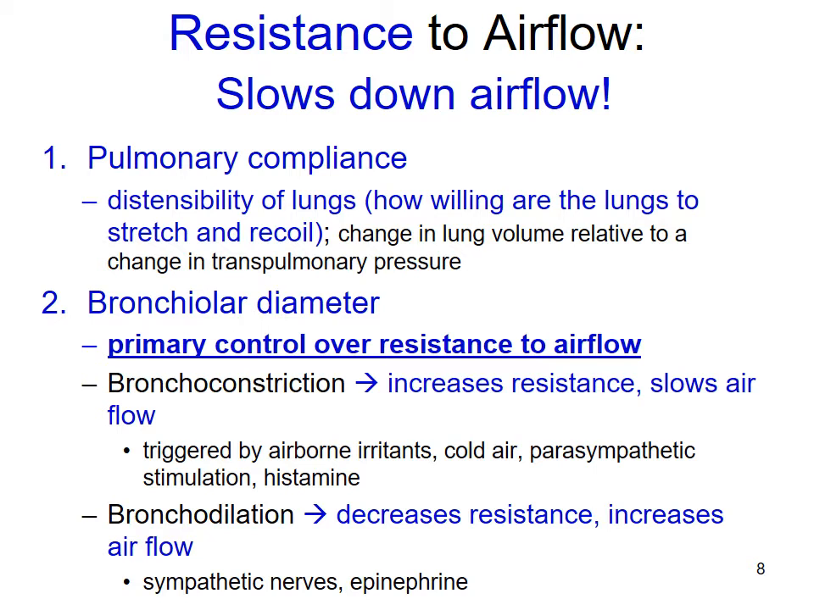So pulmonary compliance takes a look at how willing the lungs are to stretch and recoil, how good are they at inflating and deflating. The second one is going to be the primary control over resistance, which is going to be the bronchial diameter. So what is the diameter of the bronchioles?